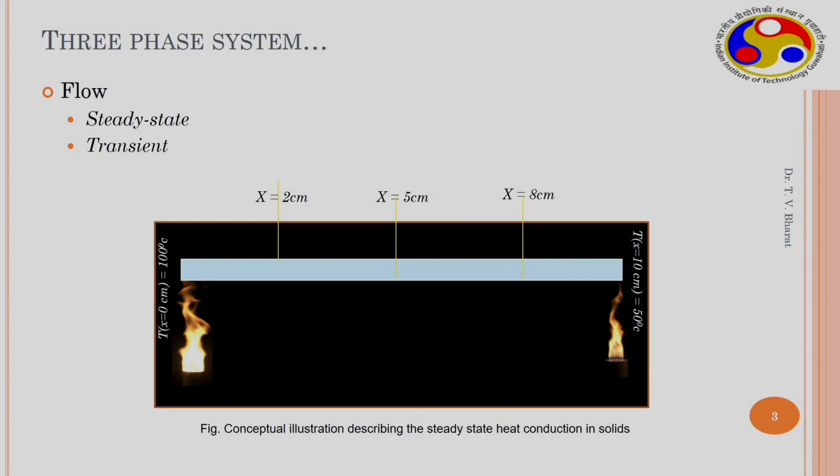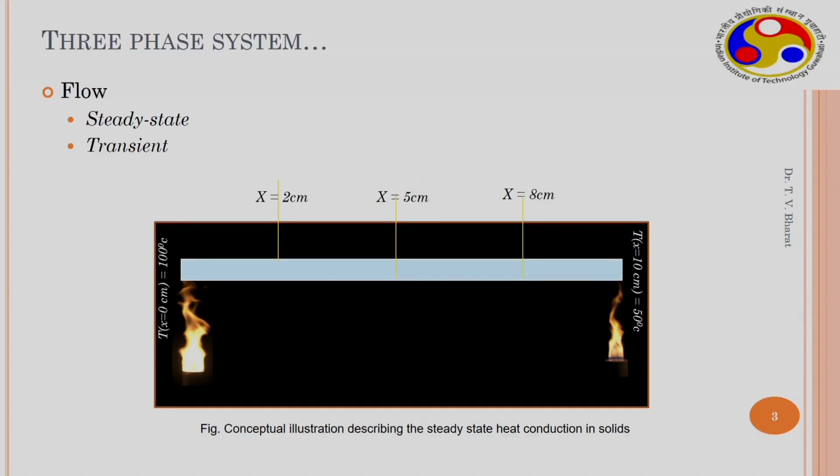Now flow through any media can be either steady state or transient. For example, if you take a metallic rod which is heated at both the ends, at one end a constant temperature of 100 degrees is maintained, and at another end, 10 centimeter away from the first boundary, 50 degrees temperature is maintained.